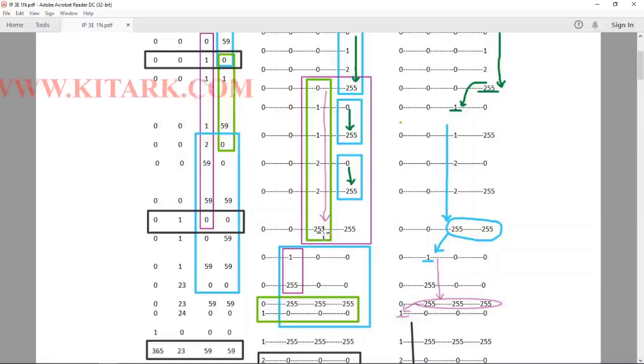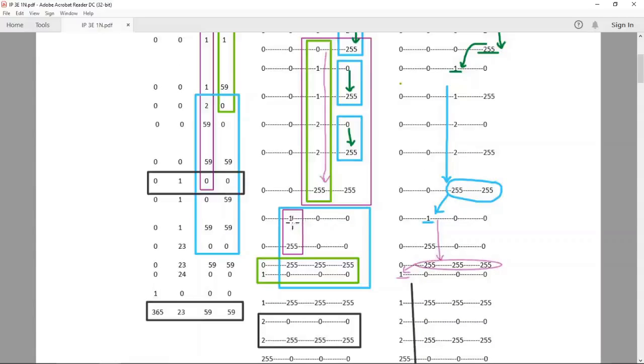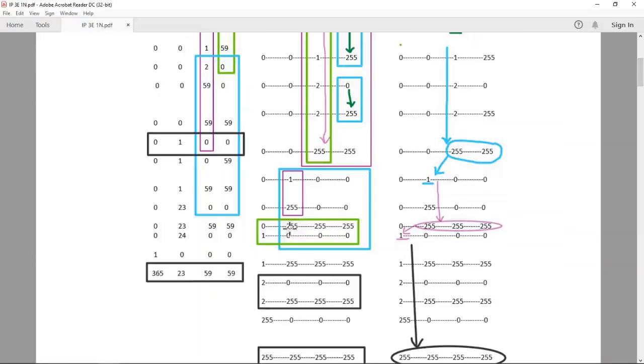So once both the third and fourth octets become full, like 255, 255, then the second octet turns into 1 and the third and fourth octets become 0, right? Then likewise the same process repeats until you get all 255 for the second, third and fourth octets. Then again the first octet turns into 1 and the remaining become 0, right?